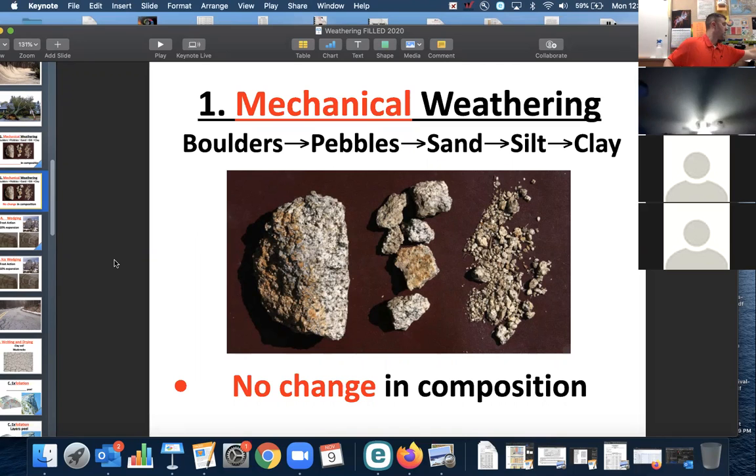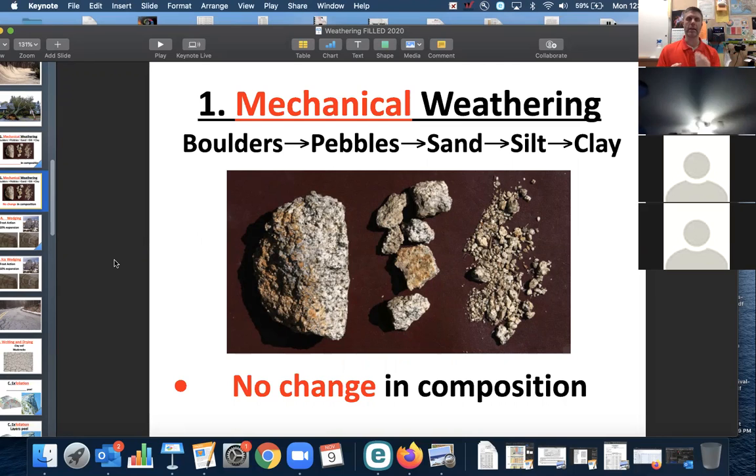So a pretty good example is a piece of paper. I'm just tearing it apart. I haven't changed the paper itself. I haven't changed it chemically. I haven't altered what it's made up of. I haven't changed it other than changing the size of it.